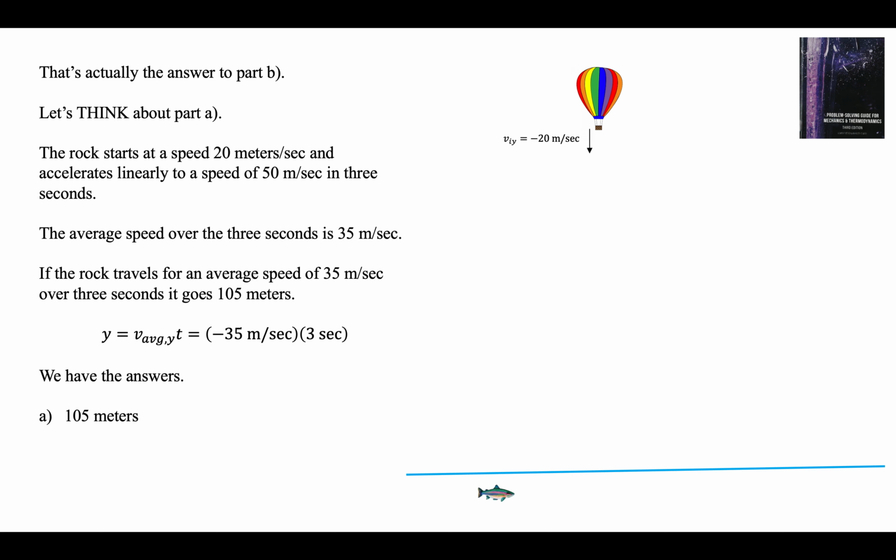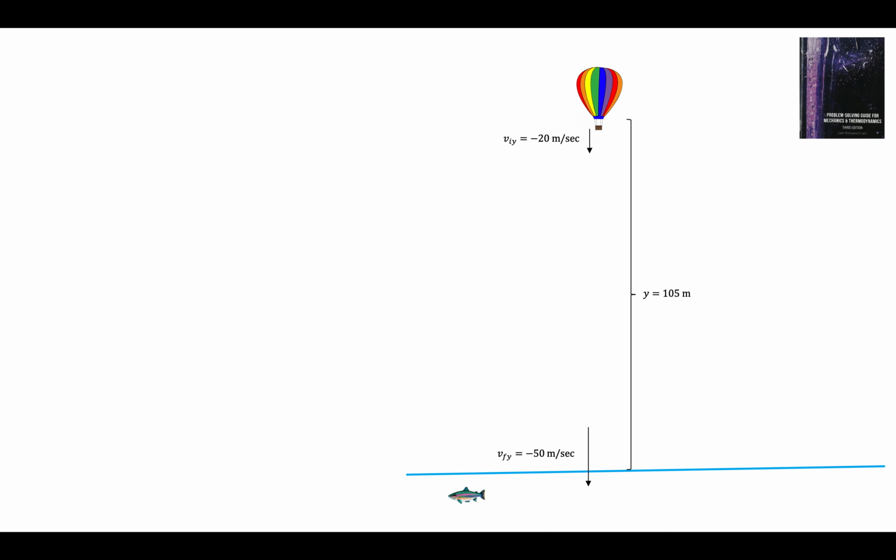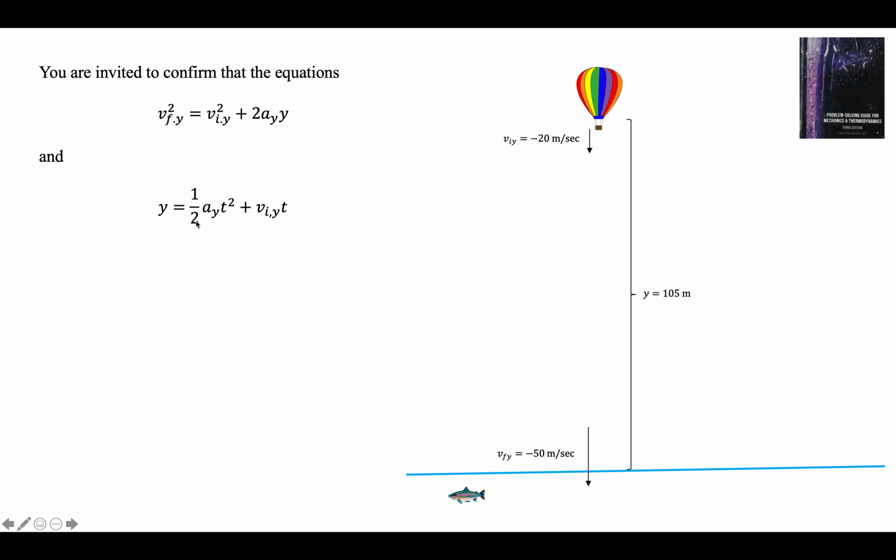So we have the answers. A is 105 meters, B is 50 meters per second, and we'll put it on the diagram. There's the 50 meters per second. We'll add the distance, and now we have the answers to that problem, but let's do more. Let's confirm that these equations give the right answer. V final squared equals V initial squared plus 2a sub y. V final is minus 50, V initial is minus 20, acceleration is minus 10, y is minus 105. This also should work. 1/2 at squared plus V initial t. All of those are consistent with the results.